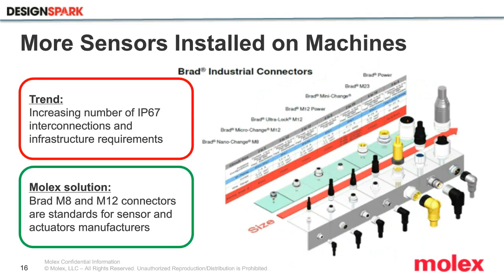So in the production area, the automation devices will move stronger from the cabinet into the machine. So the number of sensors and equipment installed will continue to increase, driving the demand for IP67 solutions and reliable connectivity in a harsh environment.